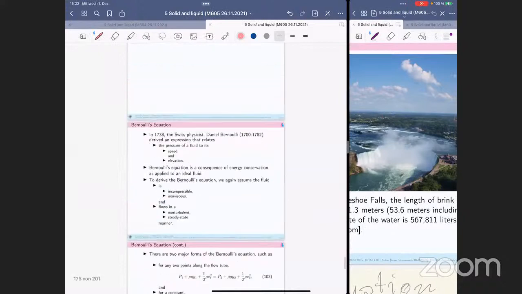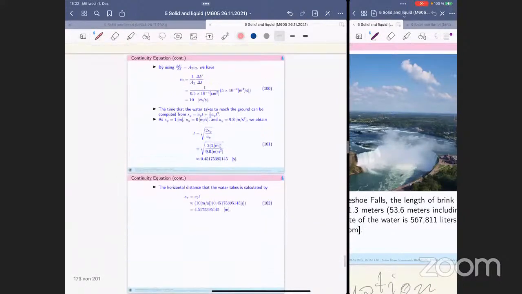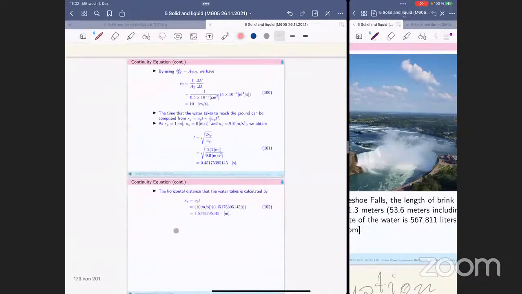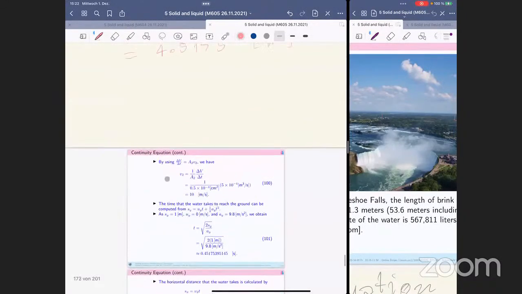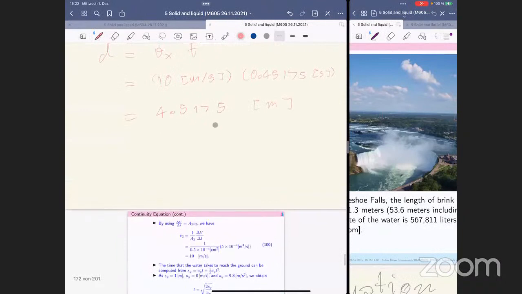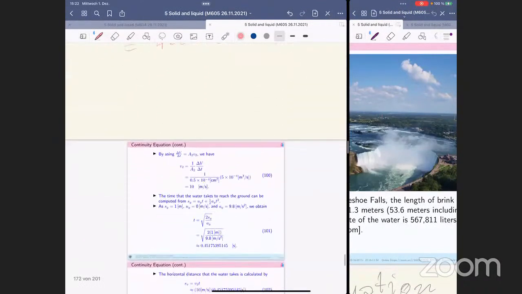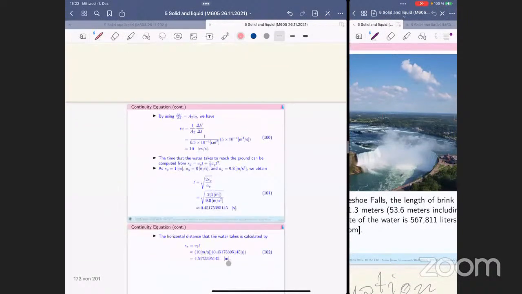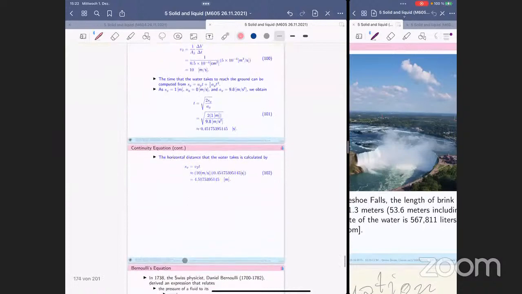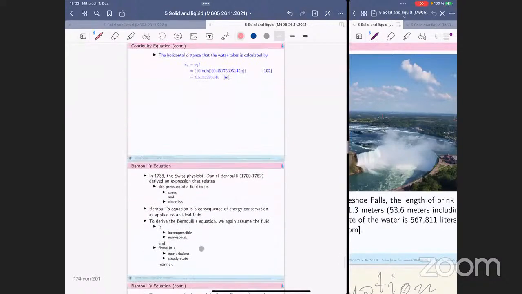Let's move to the next slide. Okay, let's check whether our calculation is correct. There is 4.515175 meter right here. Okay, that's correct.